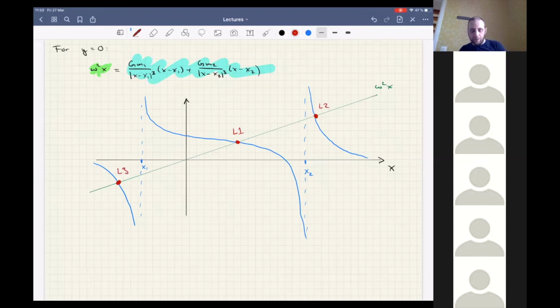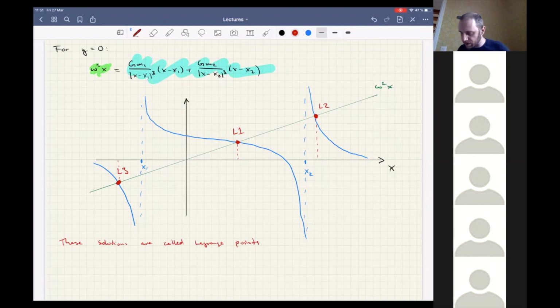And these are all stationary points. So for these x values, you have a stationary solution because the y equation is already solved, and those are called Lagrange points. So there are three solutions on the x-axis.